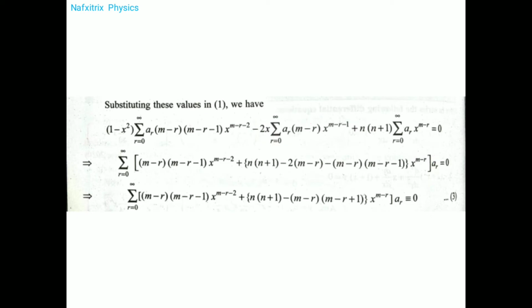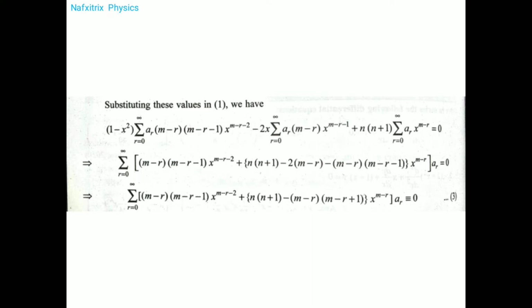In the same fashion here, next. Here as usual x power m minus r, a_r as usual, n into n plus 1. What we have done is we have just separated the coefficients: coefficients of x power m minus r minus 2 and coefficients of x power m minus r, and a_r is common everywhere, so a_r is remaining outside. Like that we have made this simplification. And next thing is still more to simplify.